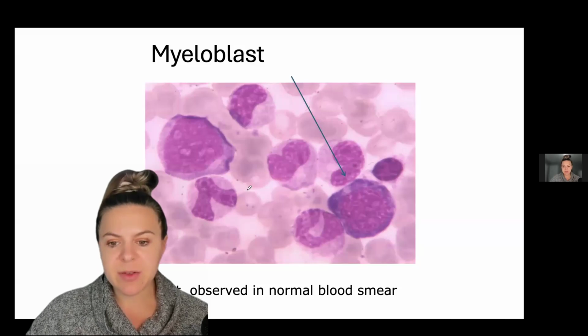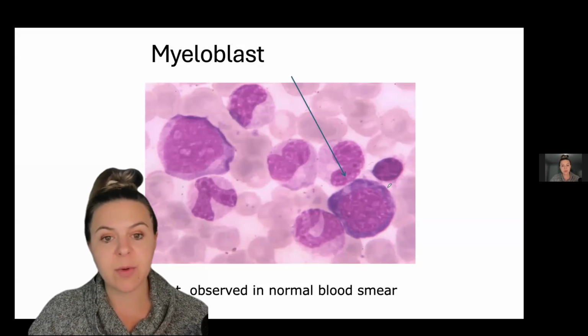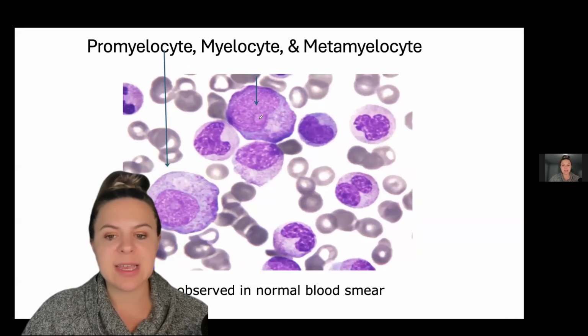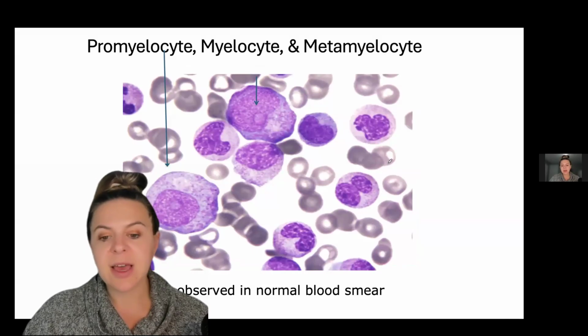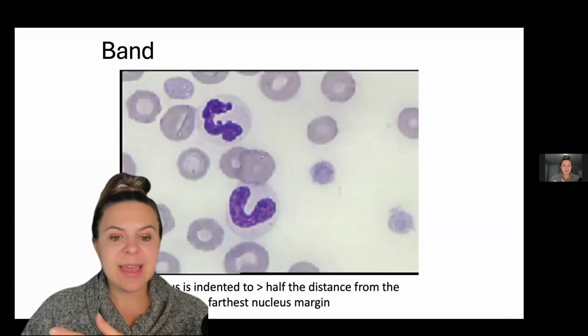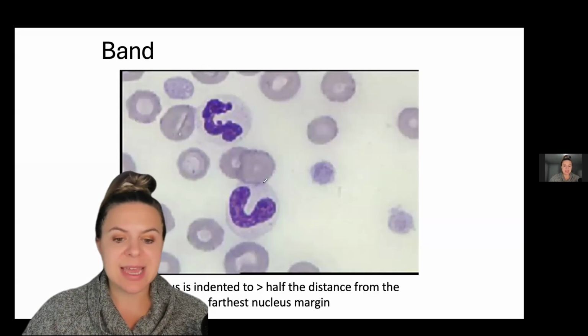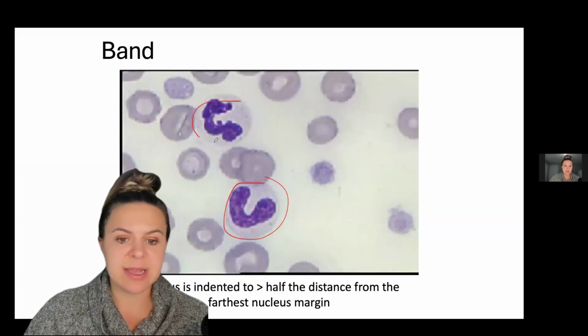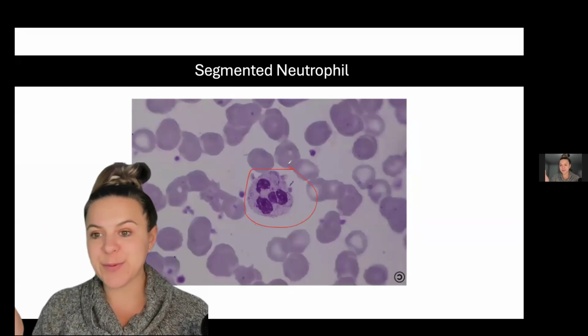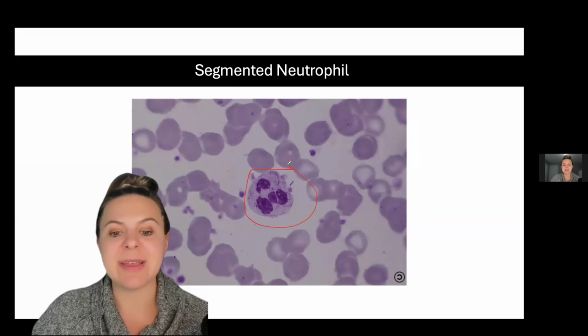So this is showing a myeloblast. We can see this myeloblast here. This is not observed in a normal blood smear. We then have our promyelocyte, our myelocyte, and our metamyelocyte. Again, not observed in a normal blood smear. And then we end up with our band. The nucleus, again, is this indented nucleus at this point. And our final adult form, our neutrophil or segmented neutrophil.